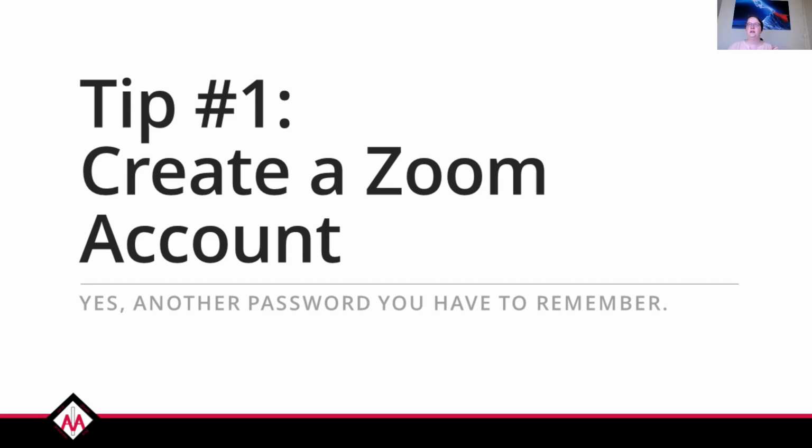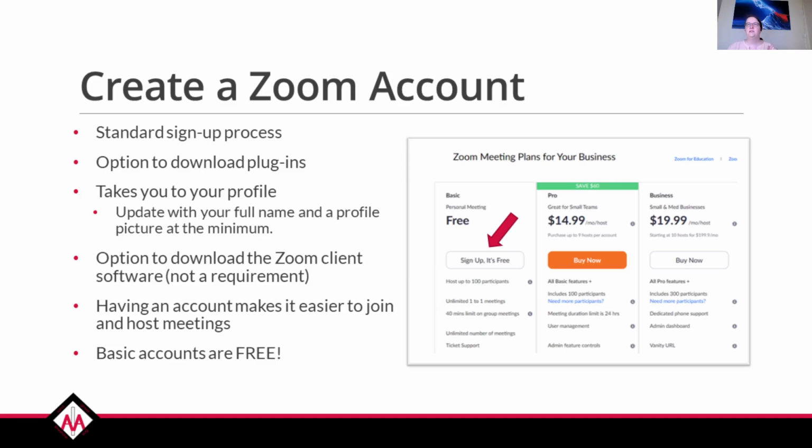All right, so tip number 1, create a Zoom account. Creating a Zoom account is pretty straightforward. It's like any of the other accounts that you create online. They ask for your birthday just to verify that you're not underage and getting on here and doing things that you're not supposed to. Once you go through the sign up process, they'll give you options to download plugins. Again, that's all on your own preference on what you want to do with that. It will install things on your machine if you choose to download things, but you absolutely do not have to use Zoom.